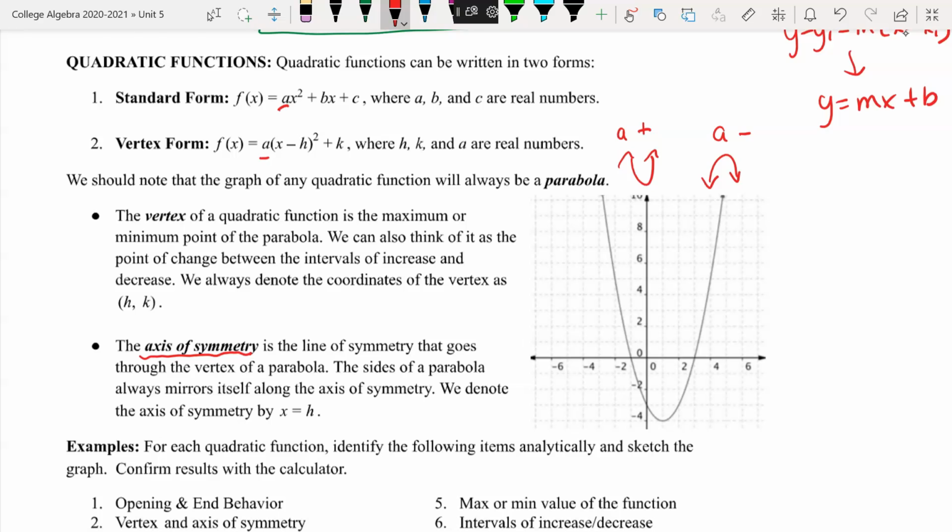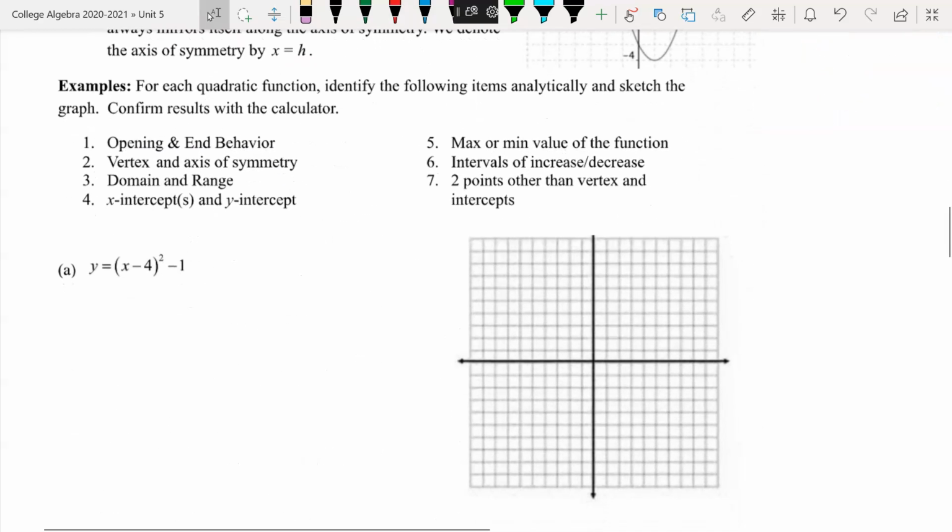Okay? So, I threw in a couple examples. The first one is in vertex form. So we're going to talk about the opening and end behavior. I want to answer all 7 of these questions. Vertex and axis of symmetry, domain and range, x-intercepts, y-intercepts, max and min value, intervals of increase or decrease, and then 2 points other than the vertex and intercepts.